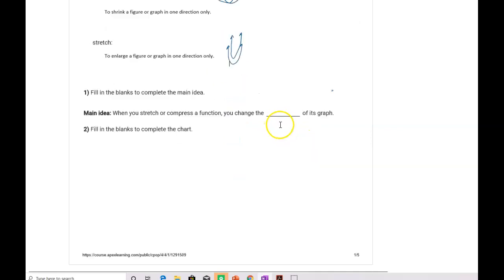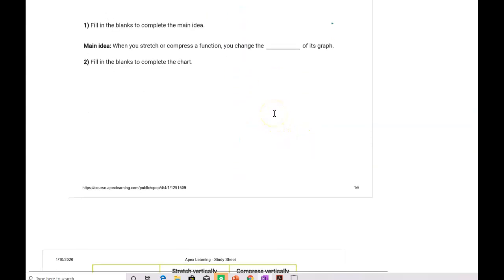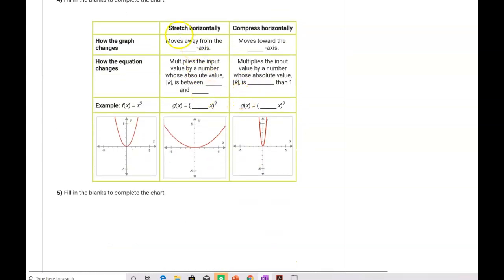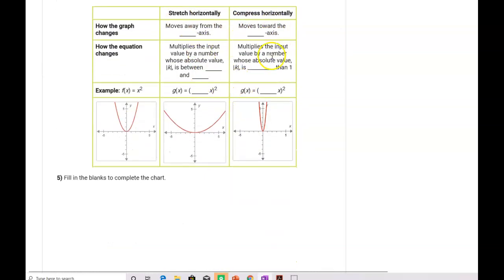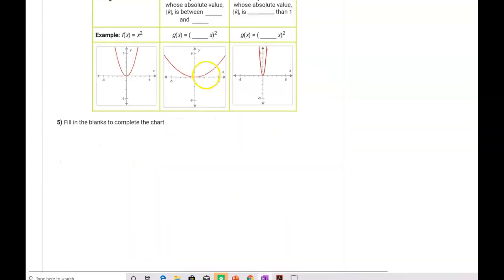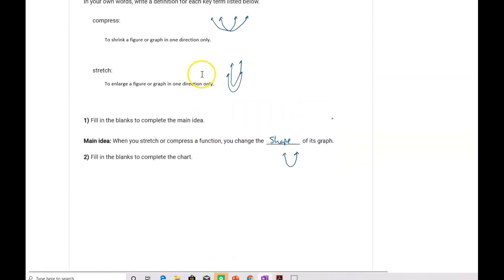Now, when we graph, when you stretch or compress a function, you change the shape of it. All of these will be in a U shape and continue to be in a U shape, but some are going to get wider or narrower. So we're going to talk about stretching vertically, compressing vertically. Then we're going to talk about stretching horizontally, compressing horizontally. And then finally, how do we flip?